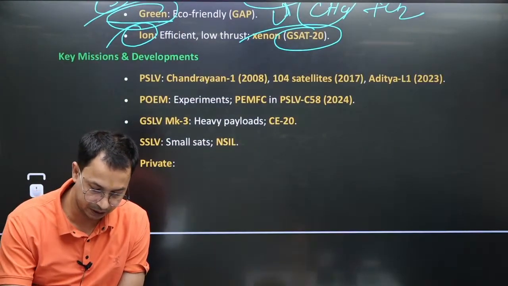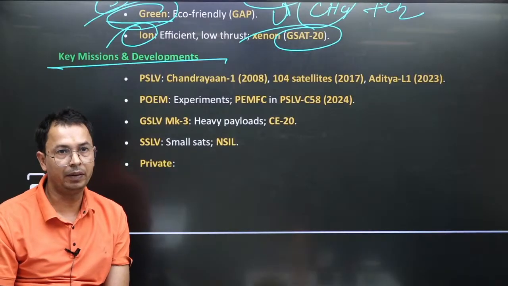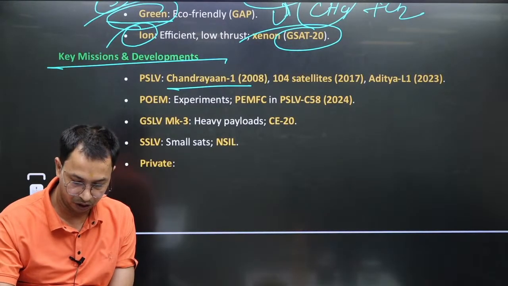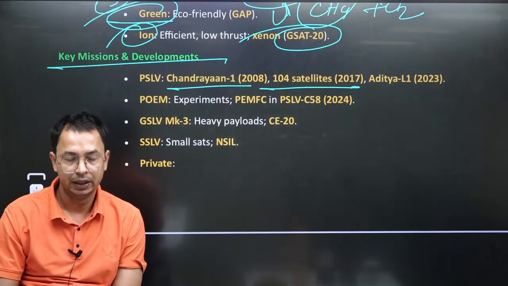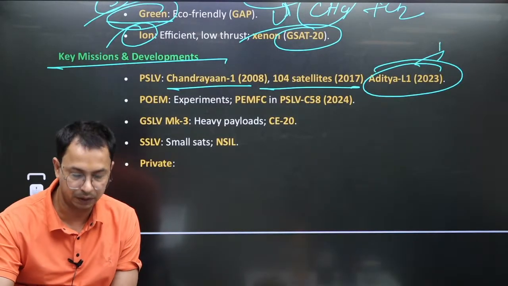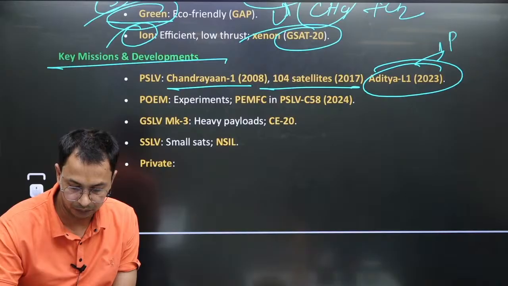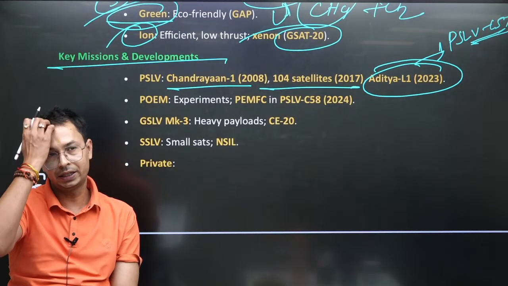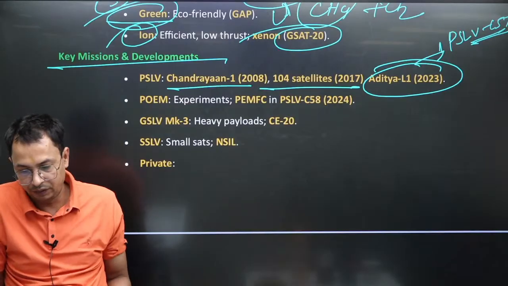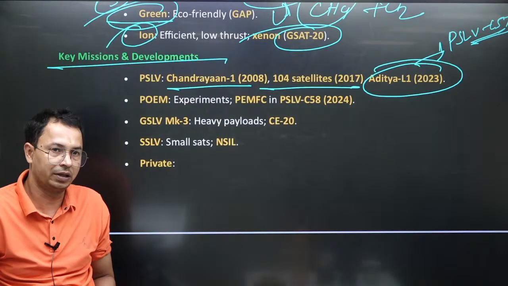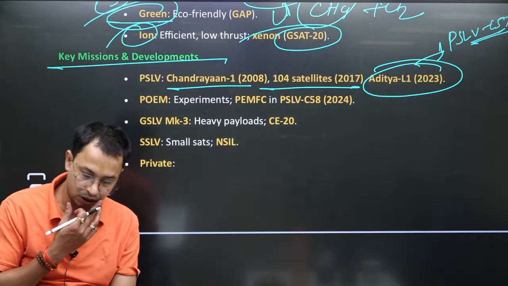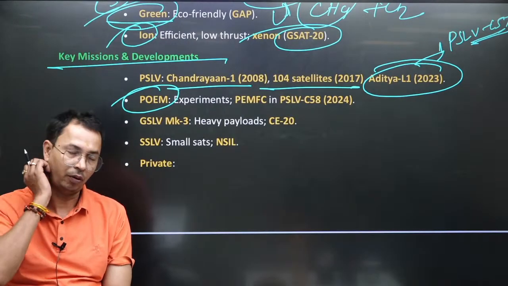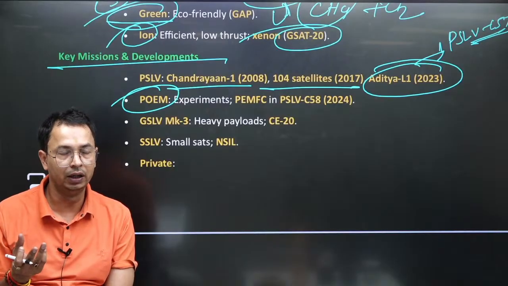Then there are key missions and development. PSLV, अभी मैंने आपको बताया कि with the PSLV we have launched Chandrayaan-1. Then in 2017, 104 satellites. Then Aditya L1 was launched by the PSLV itself, and this was the PSLV C50. And the day before yesterday there was a flight of PSLV C61, that was not successful. Then POEM missions have been performed in the 4th stage of the PSLV.